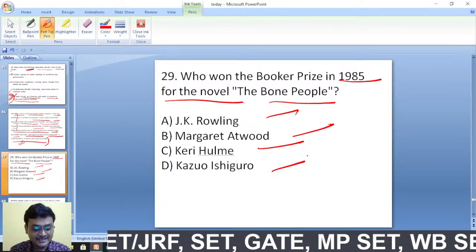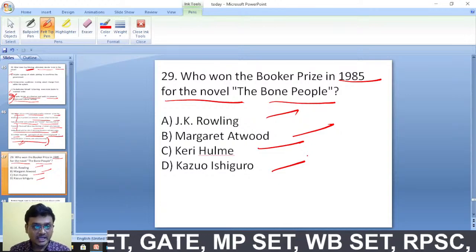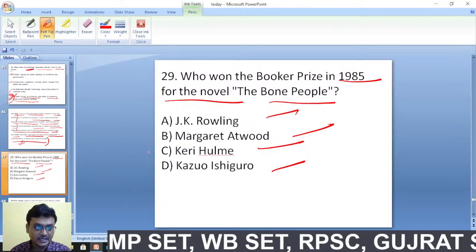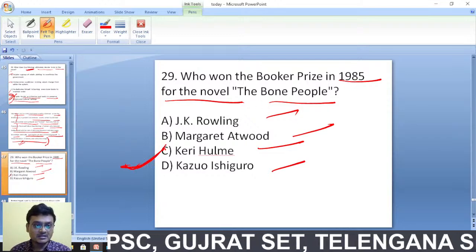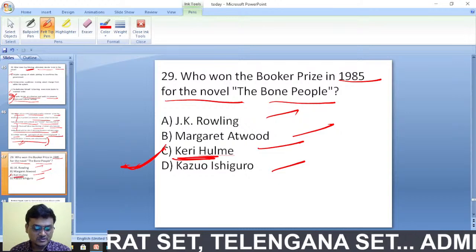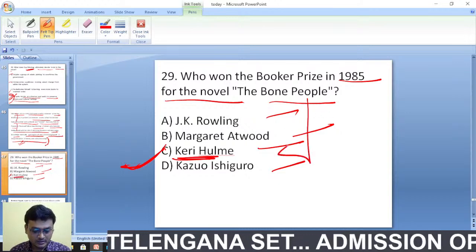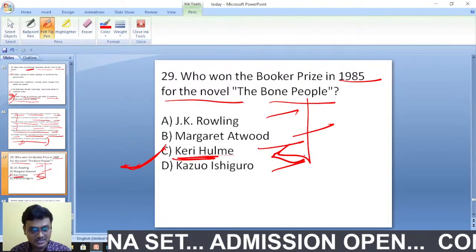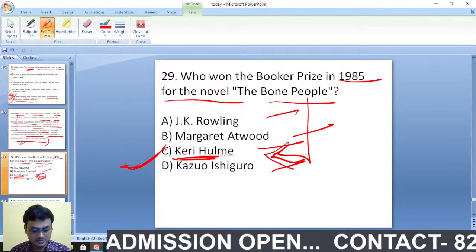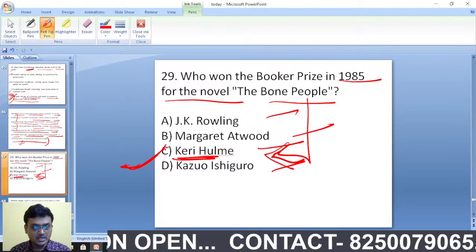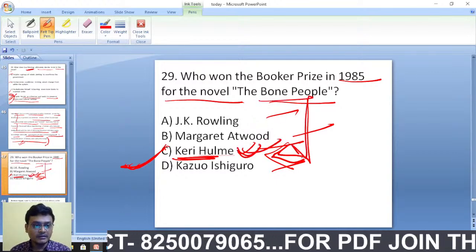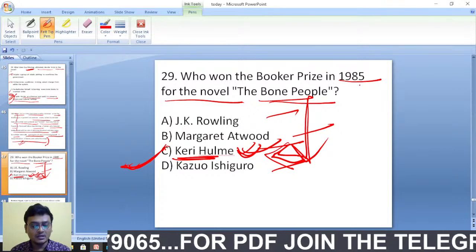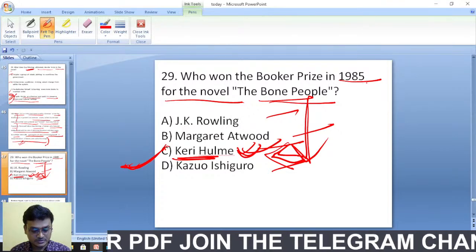The New Zealand writer, excellent. The New Zealand writer here, Keri Hulme. Exactly, Keri Hulme, the New Zealand writer. The Booker Prize 1984 novel here, The Bone People, is the famous work by Keri Hulme. The Remains of the Day is by Kazuo Ishiguro. Exactly. So Keri Hulme has written The Bone People and she got the 1985 Booker Prize.